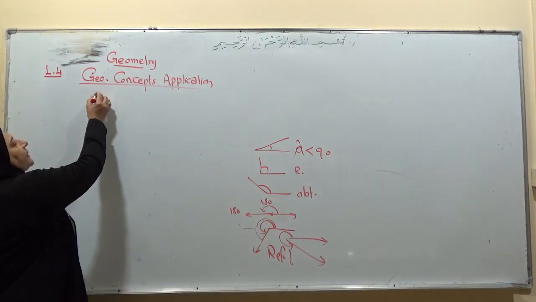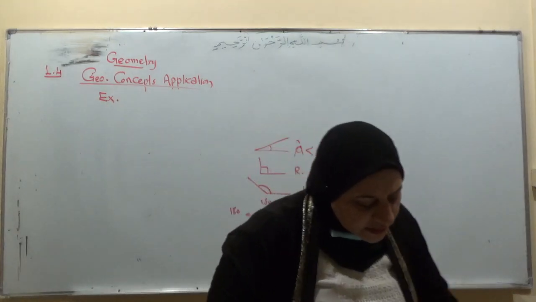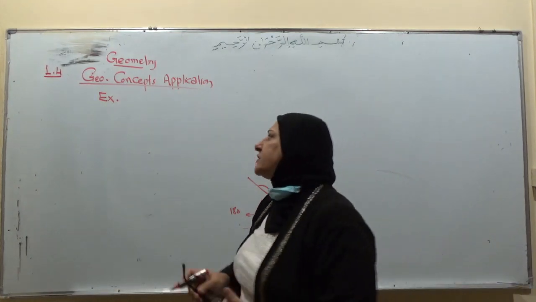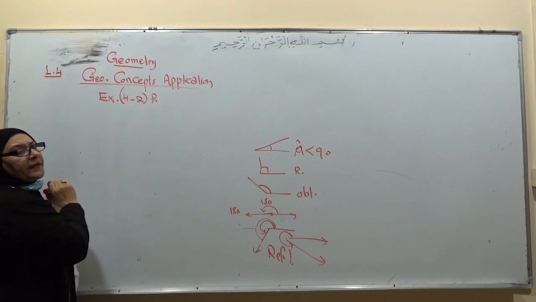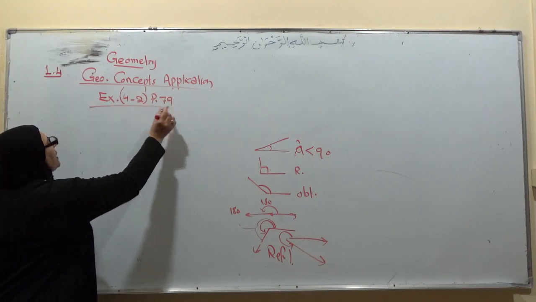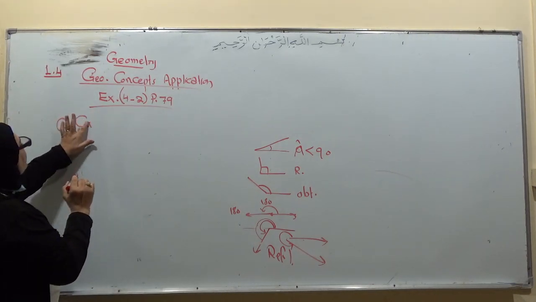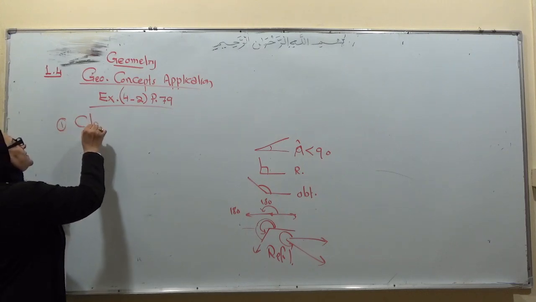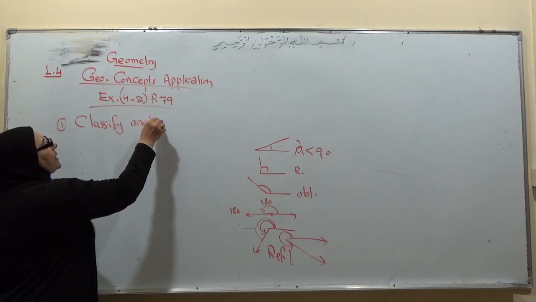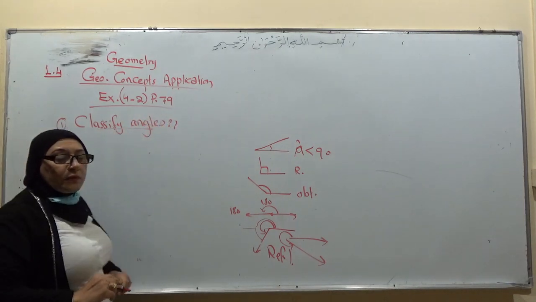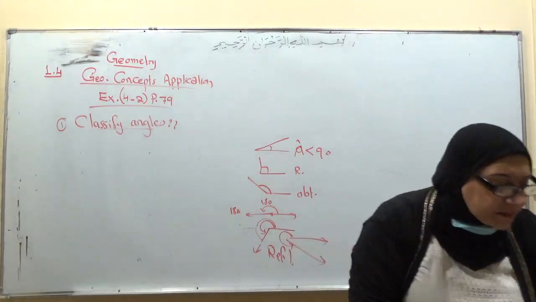We should take some application exercises on these facts. The exercise is on page 79. Exercise اسمه 4-2 والpage بتاعتنا page 79. خلينا نتكلم على our question. أول question بيقول classify angles. I want to make classification، يعني تصنيف، عايز أقول النيم بتاعه.